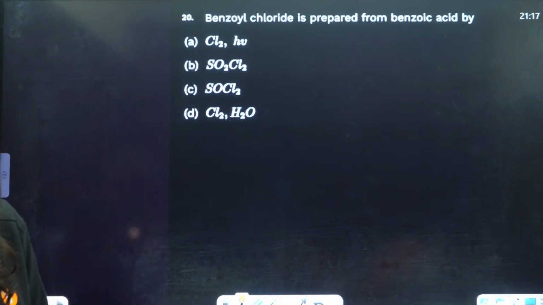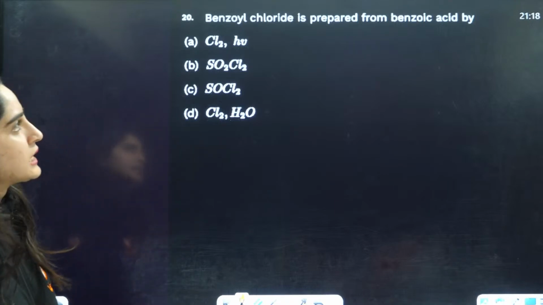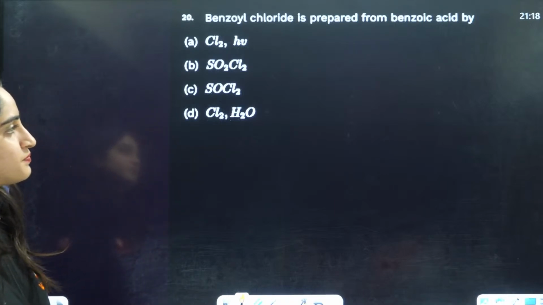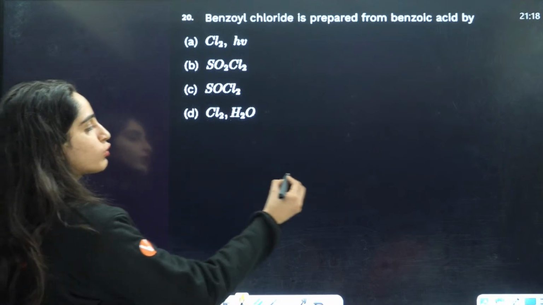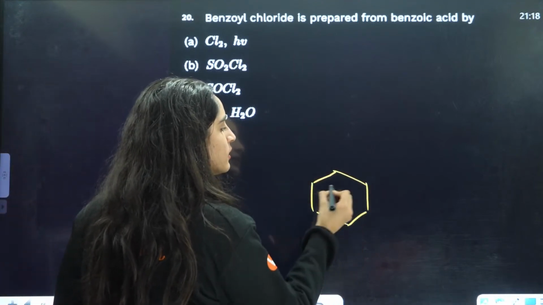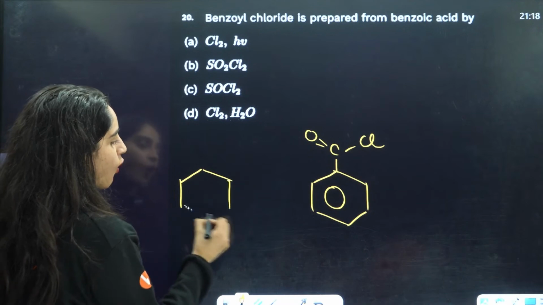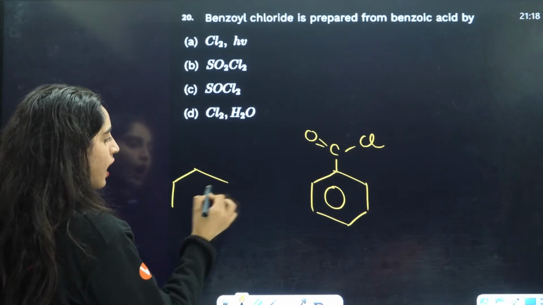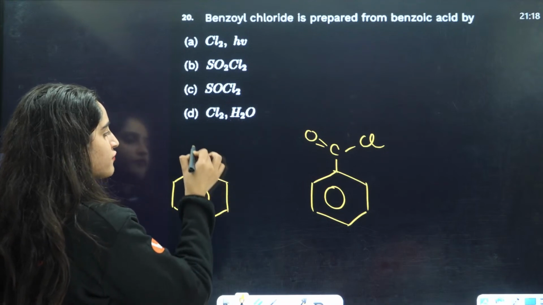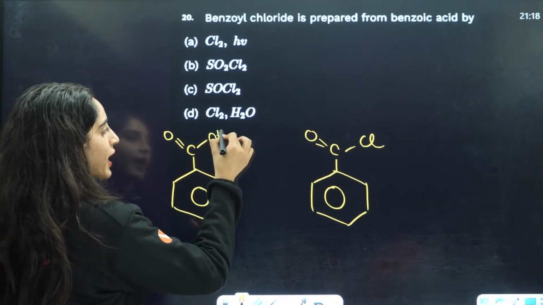Benzoyl chloride is prepared how? Benzoyl chloride is what? On benzene, you have C double bond O Cl. What is benzoic acid? Over this, you have C double bond O and this is OH, right?